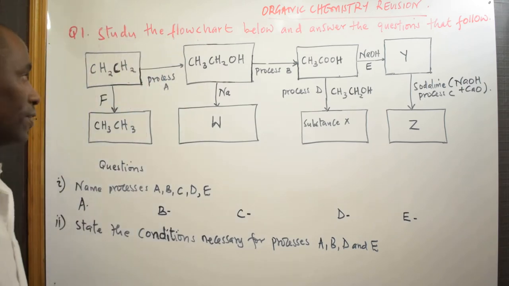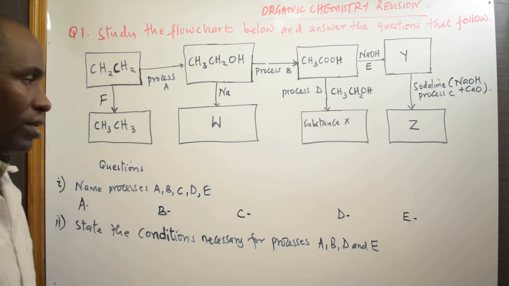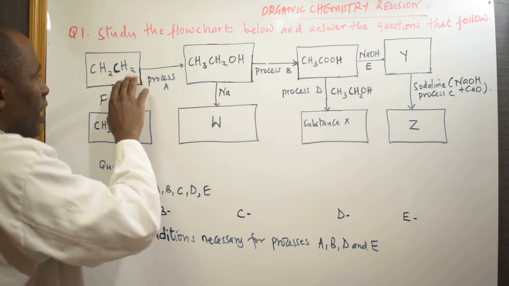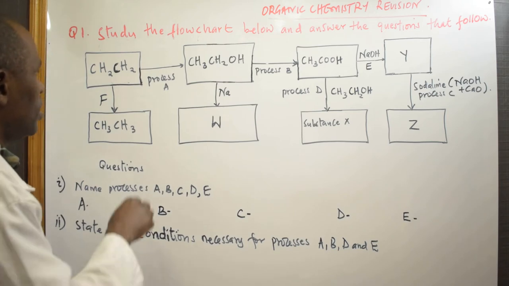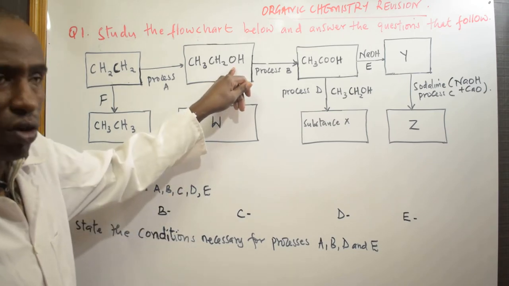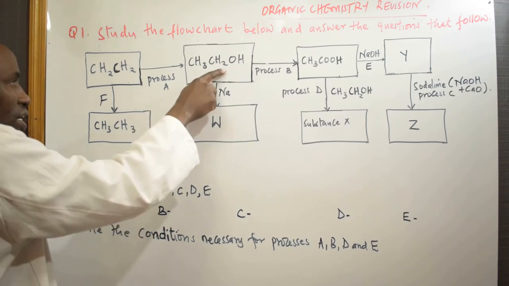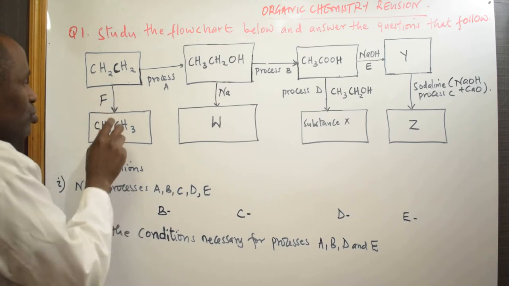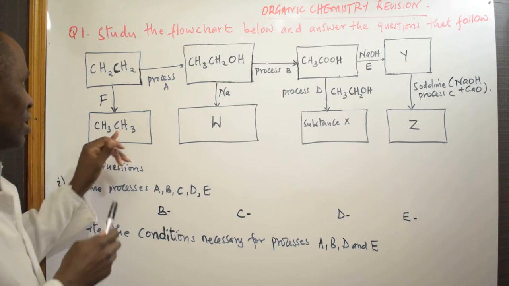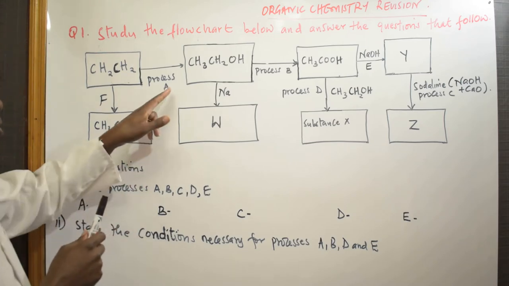Now, my flowchart here, you can see it is starting from an alkene. This is ethene. Our ethene here, we have two chemical properties being tested. One chemical property is leading to the formation of ethanol. You can see the OH here, which is actually the functional group of alkanols. Therefore, it's leading us to ethanol. Then number two, it is leading us to the alkanes. Remember, this is an alkene, this is ethene, this is ethane. Two properties here being tested.